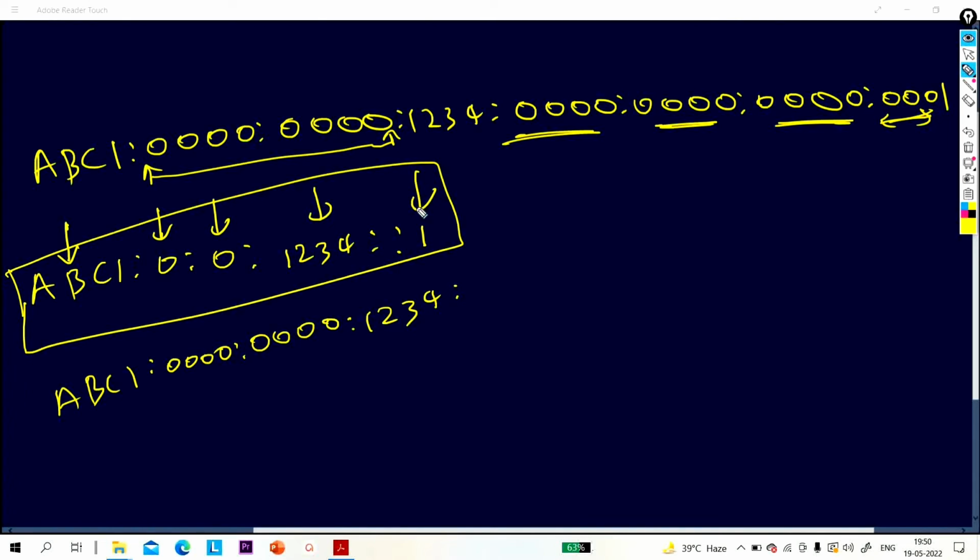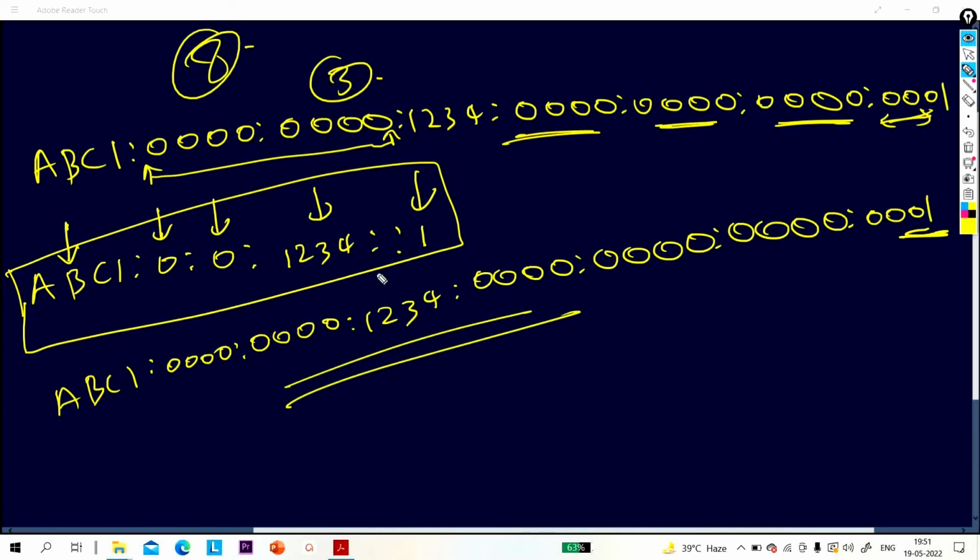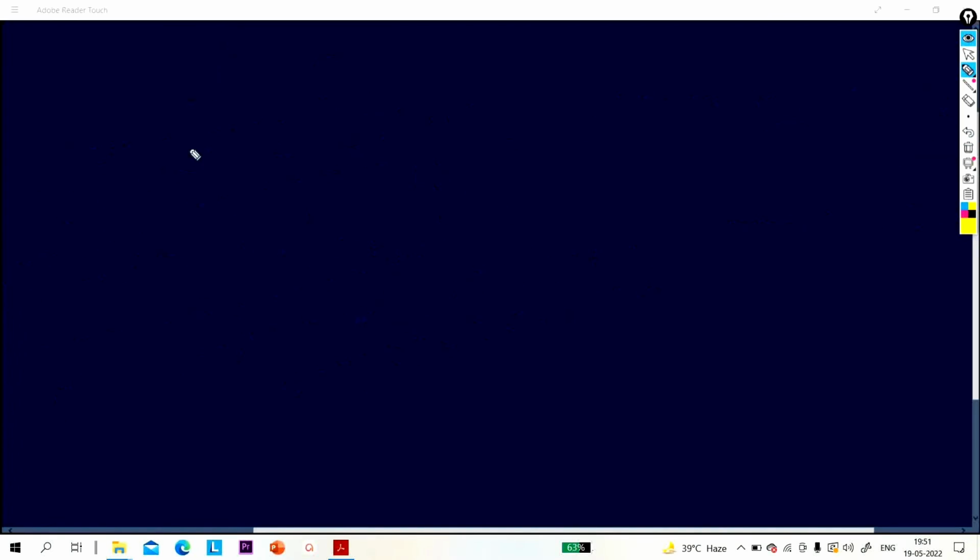And how many fields are there in IPv6? 8 fields, right? That means between these two dual colons there are 3 fields. Am I right? So 0000 colon 0000 colon 0000 colon, after that 0001. So this is the same IPv6 address. There is no difference between this IP address and this IP address. Both are the same, right?